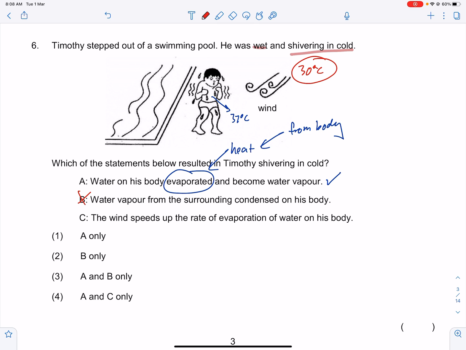C. The wind speeds up the rate of evaporation of water on his body. Yes, that is correct, because the wind factor is here and we know that wind speeds up evaporation. So remember, this can also be linked over to the first point. Since evaporation requires heat being drawn from the body, a faster rate of evaporation will also mean that the heat would be drawn from his body at a faster rate, so that your liquid droplets will be evaporated at a faster rate. So answer is 4.